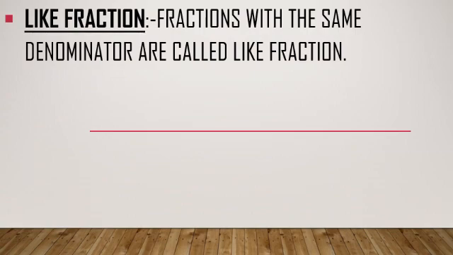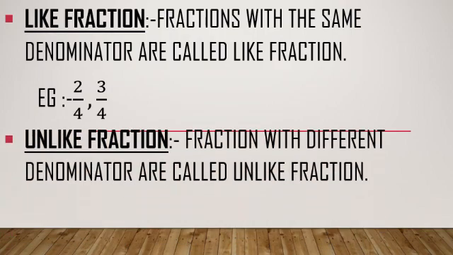There are different types of fraction. For example, like fraction. What are like fractions? Fractions with the same denominator are called like fractions. The denominators of 2 or 3 fractions should be the same. For example, 2 upon 4 and 3 upon 4. Here the numerators are different, but the denominators are the same, that is 4. So both the fractions are known as like fractions.